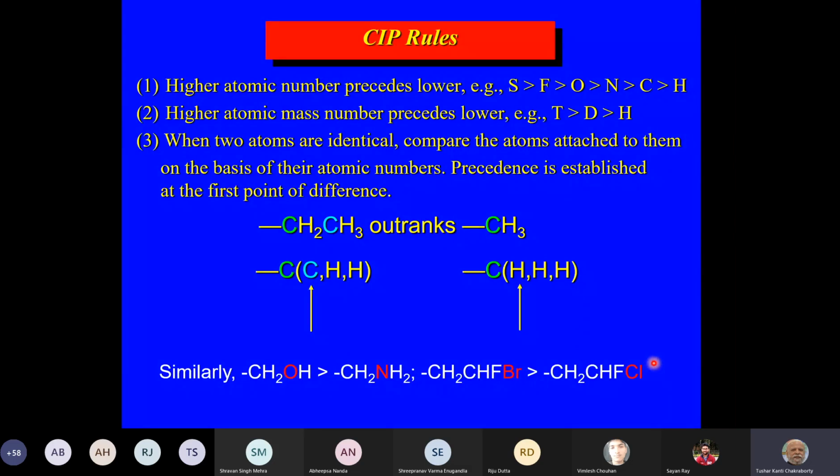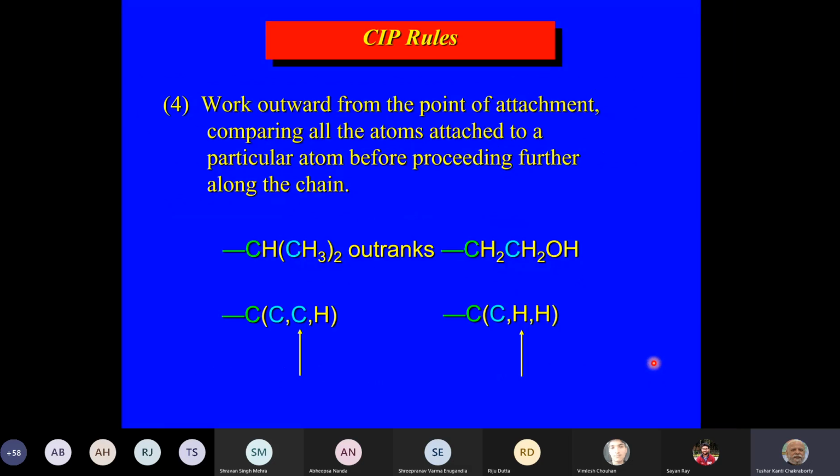So do this little bit of exercise. There are different substituents, and then it will come naturally to you. You won't even have to do this exercise. Just by looking at the substituent itself, you should be able to say which substituent has a higher priority.